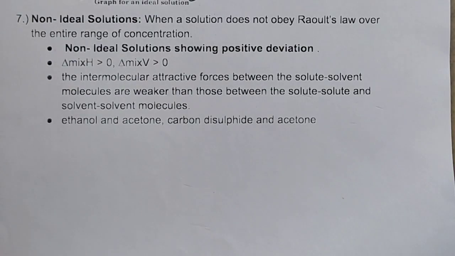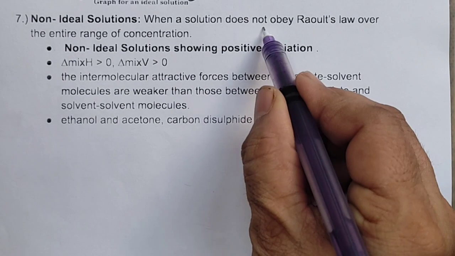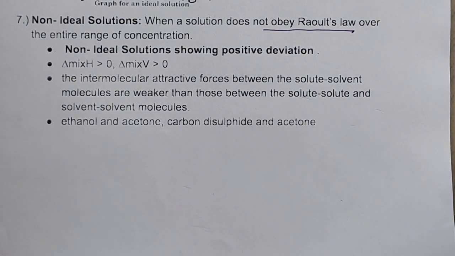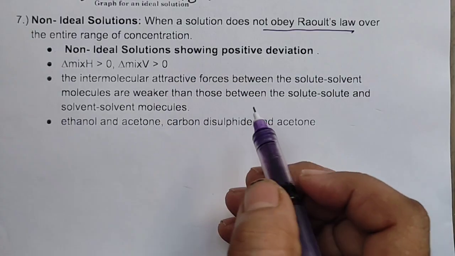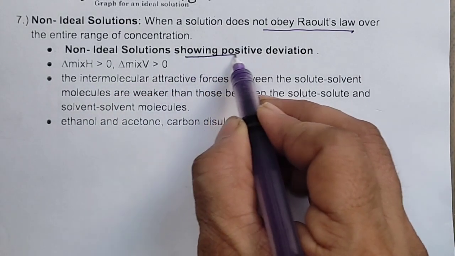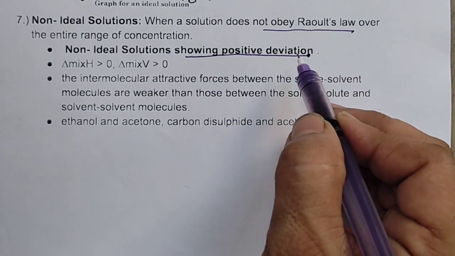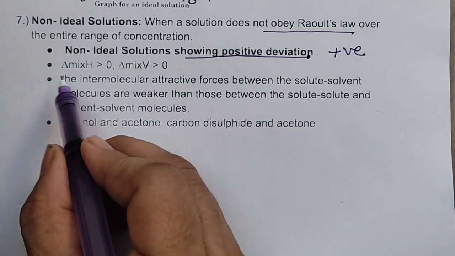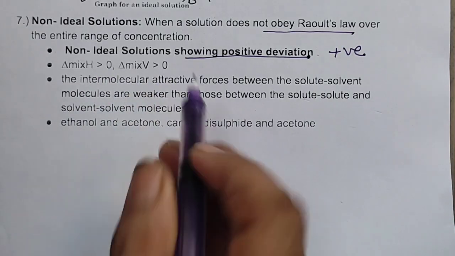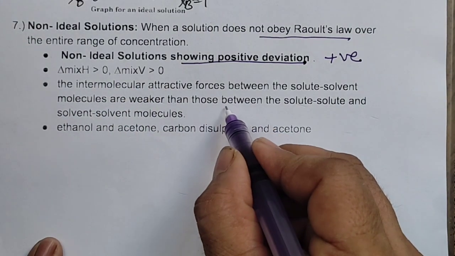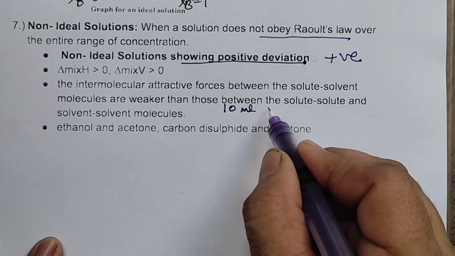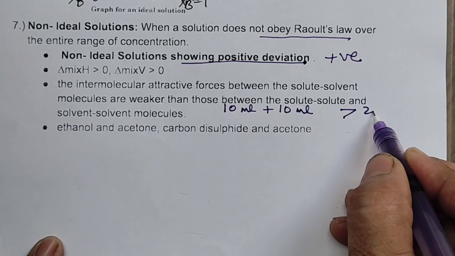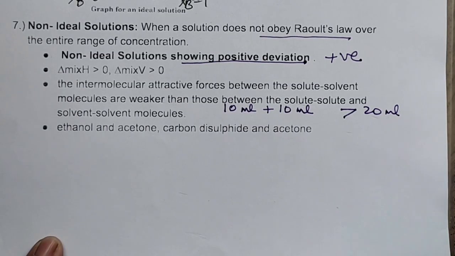Now children, non-ideal solution. Solutions which do not obey Raoult's law over the entire range of concentrations are called non-ideal solutions. There are two types. The first, we are taking non-ideal solution showing positive deviation. You can remember like this, for positive deviation everything is positive. Everything positive means delta H mixing is positive, delta V mixing is positive. In a way, if I mix 10 ml of a solute with 10 ml of solvent, the volume becomes more than 20 ml.